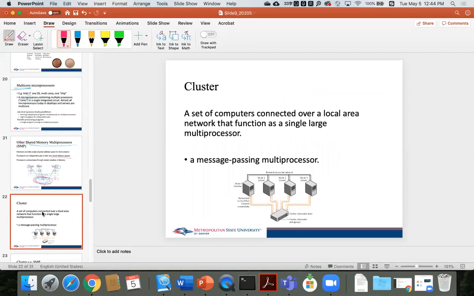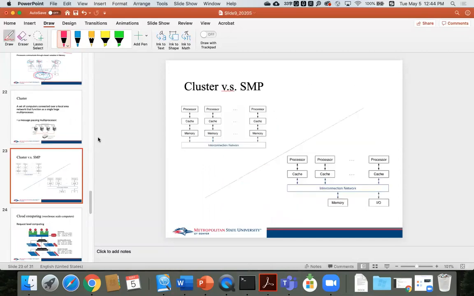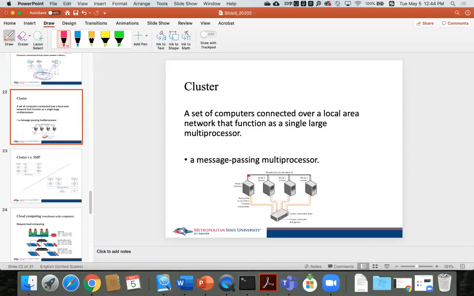But the interesting concept, which is similar to this, but a lot of people will get confused about this, is called a cluster. A set of computers connected over a local area network that function as a single large multiprocessor is called a cluster machine. So the cluster machine actually has many different processors. They are separate. They do not share a memory, but they communicate with each other.